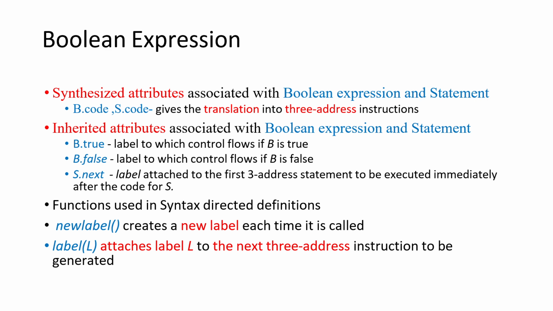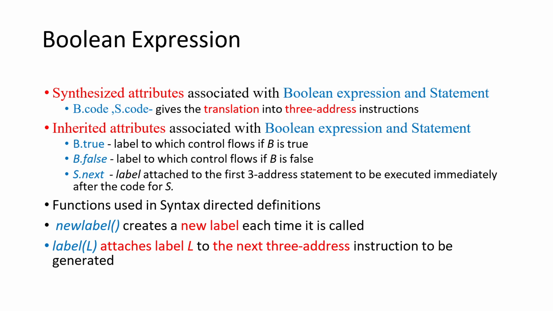So in the boolean expression, as we all know, there are two kinds of attributes: the synthesized attributes and the inherited attributes. The synthesized attributes associated with the boolean expression and statements are b.code and s.code. It gives a translation into three address instructions. So b.code represents the synthesized attribute for the boolean expression, and s.code represents the synthesized attribute for the statement.